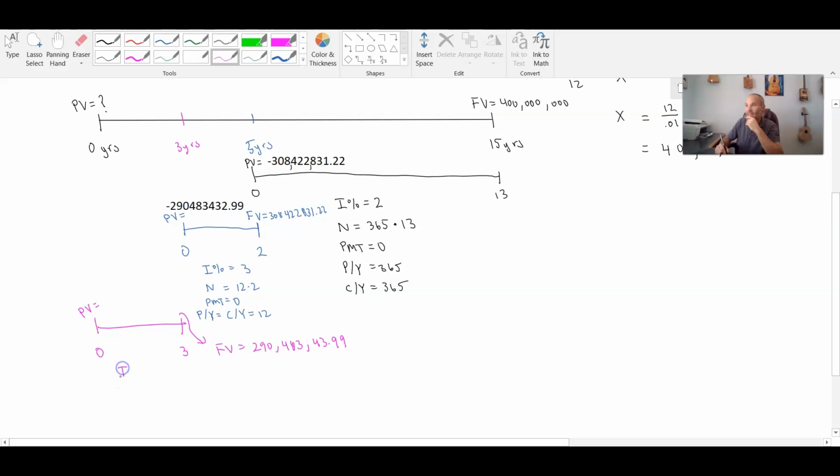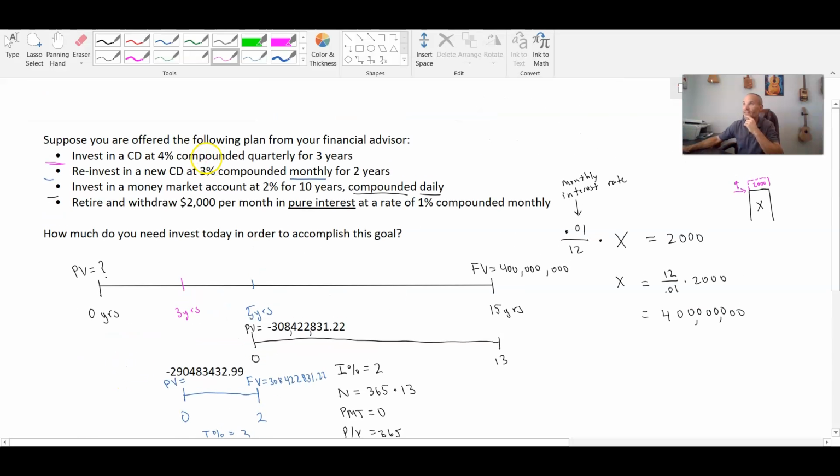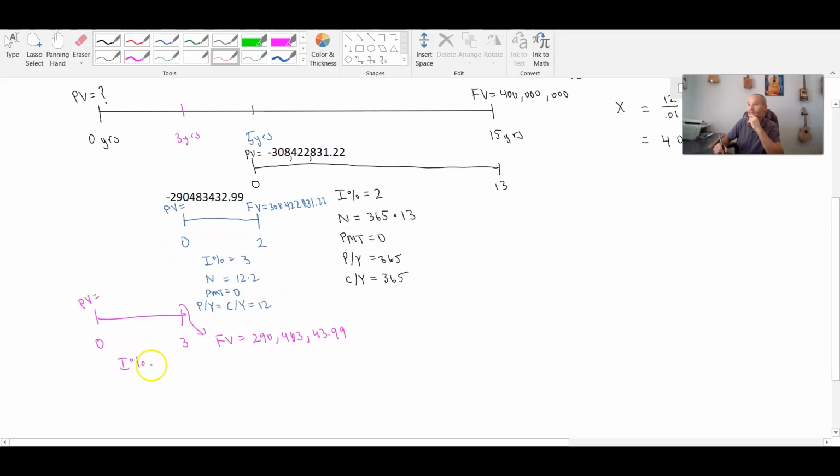So our I% in this case is the highest of them. It's the 4%. It's the 4% compounded quarterly. That's 4 times a year, and that's going to be for 3 years. So N is 4 times 3, 4 compoundings per year multiplied by 3 years. Our payment is 0. Our number of compoundings per year, which is both PY and CY, is equal to 4. Remember, at least for the TVM solver, we're not going to change PY and CY. There'll always be 4 for us. And now we can work backwards to figure out what PV needs to be.